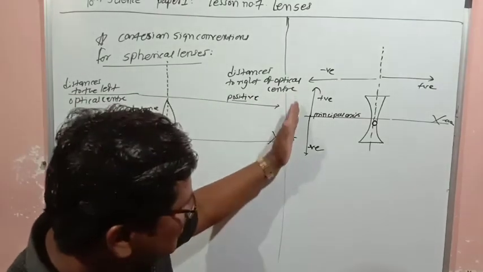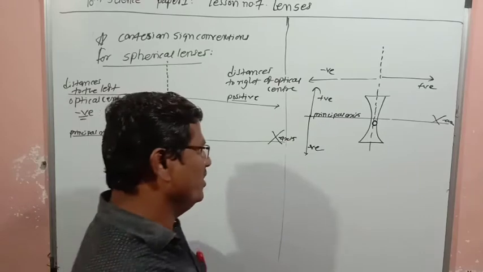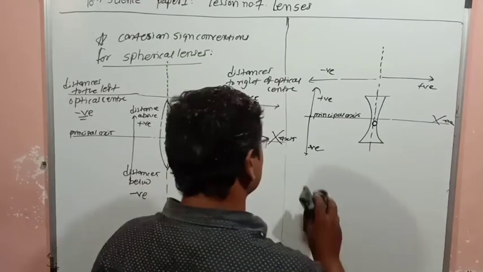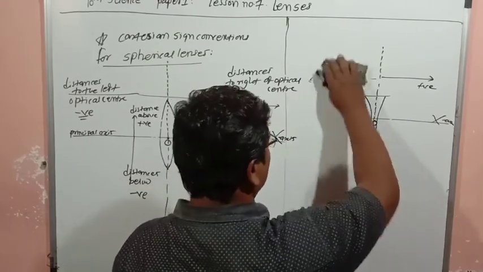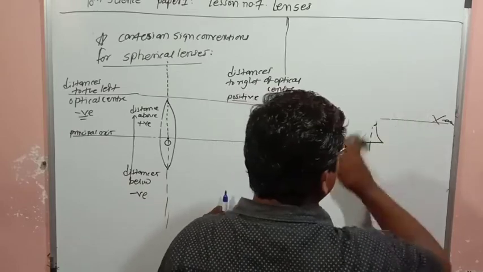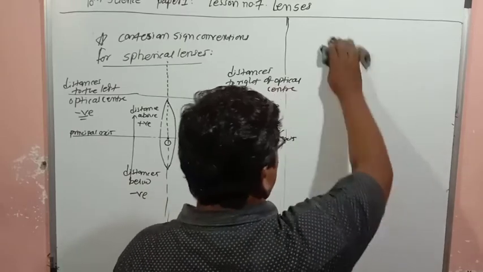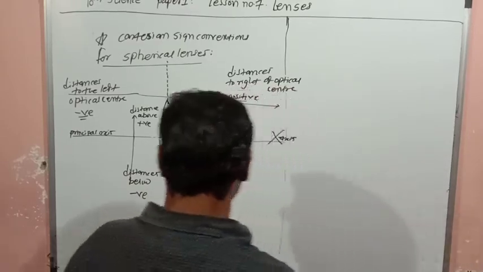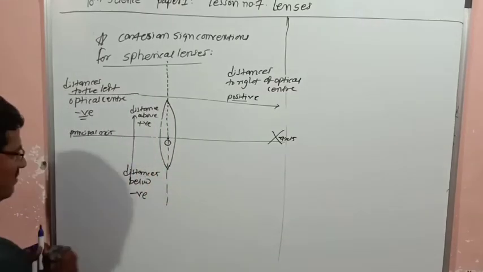I will rub this side and write those points. Both diagrams you have to draw. You can draw the diagram from the textbook also. So what are the related points? That one I will see. First point is there.